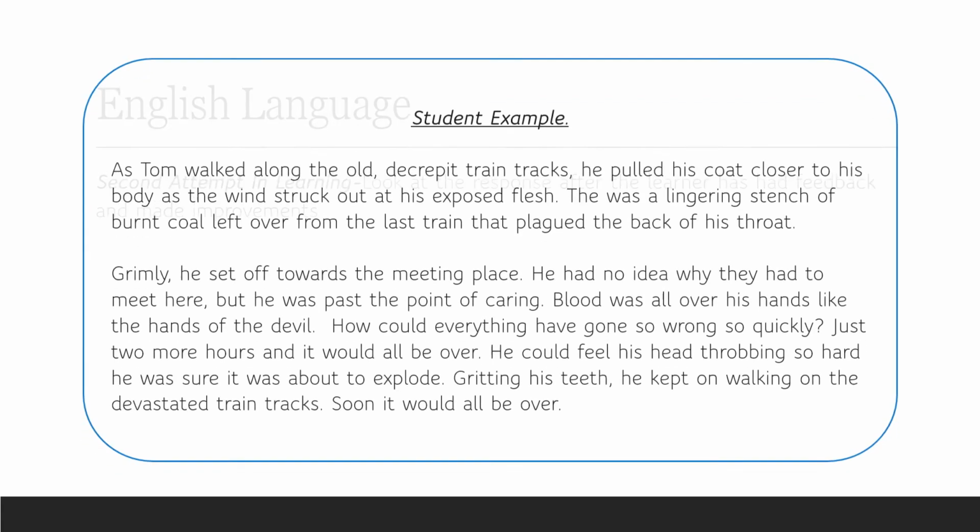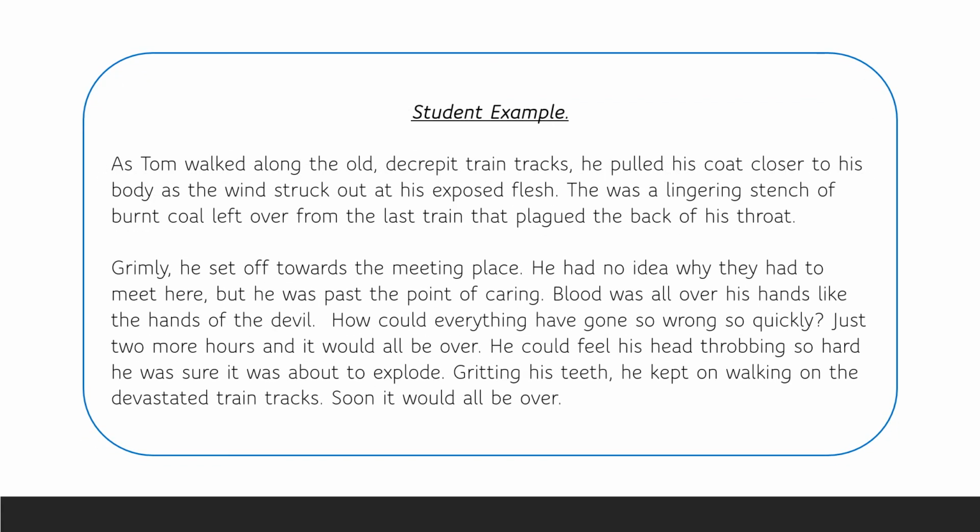So now that the learner has had a bit of feedback, let's see if we can identify ways that this response has been improved from the previous one.